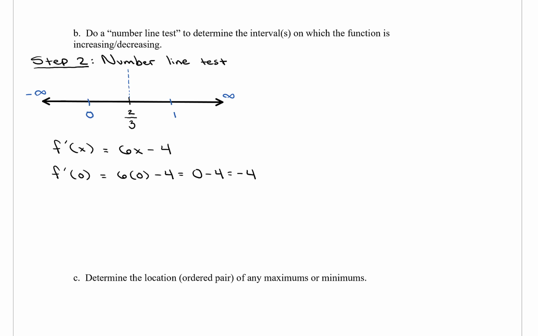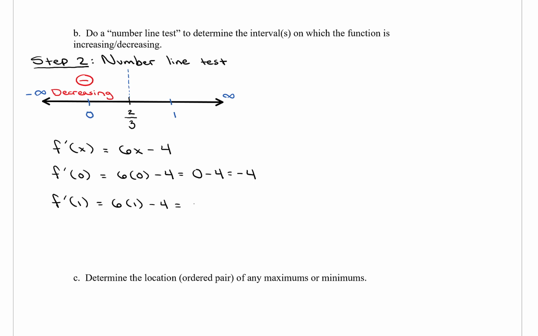Because I got a negative value, I'm going to go ahead and draw a negative sign above the interval where I had chosen 0. I'm going to draw a negative sign and circle it. Underneath the negative sign and circle, but above the number line, I'm going to write down the word decreasing in that interval, on that open interval from negative infinity to 2/3.